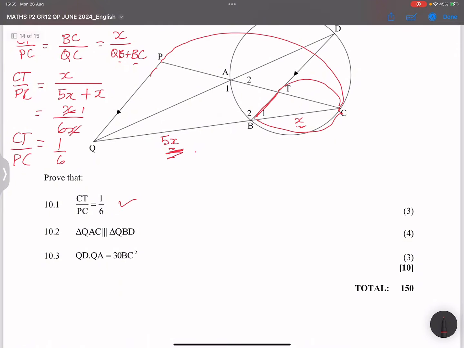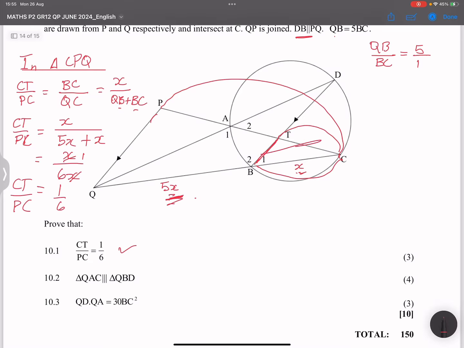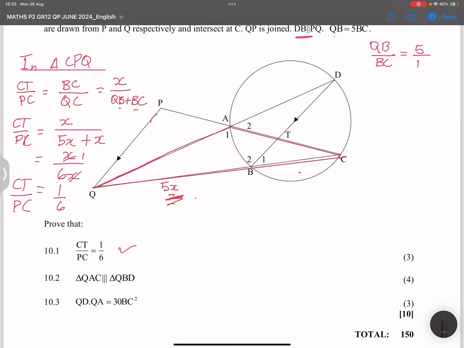Right, now they say prove that QAC, which means we're dealing with that triangle over there, is similar to triangle QBD. So I like to mark my triangles so that we know which triangles we are trying to prove similar. Firstly, you can see that angle Q is common. And by the way, guys, you only need to prove two angles equal. And the third one automatically becomes equal because it's the third angle of a triangle, right?